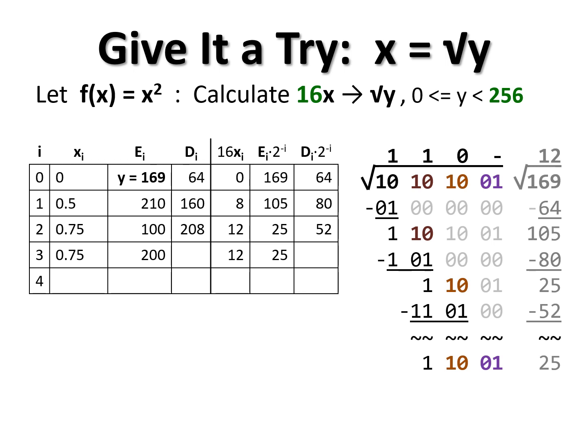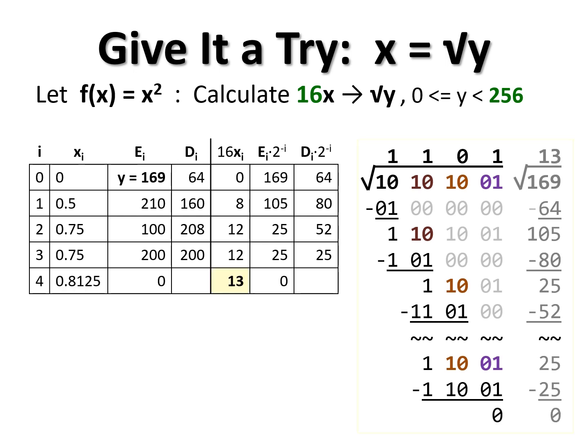Bring down the 1, 1, 0, plus the next 2 bits, 0, 1. Again, take the current partial result, 1, 1, 0, append 0, 1, and subtract. Since the value is non-negative, we put another 1 in the result, and that's our answer. The square root of 169 is 13.